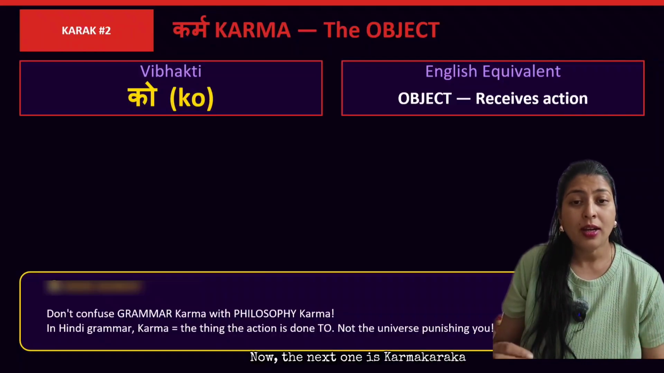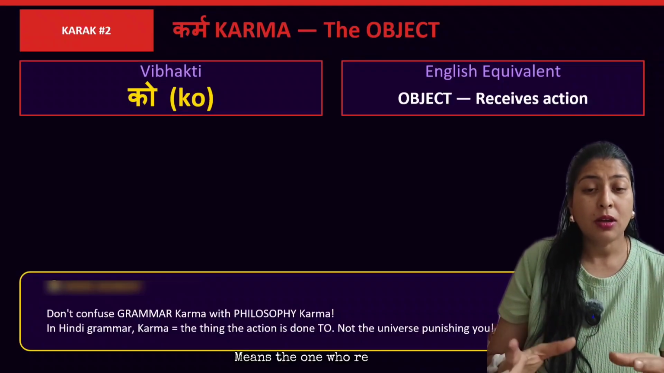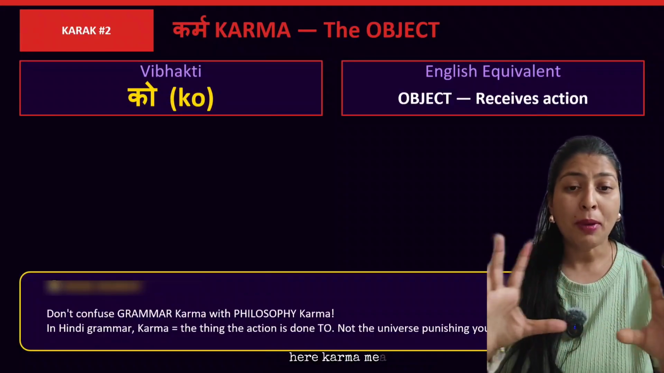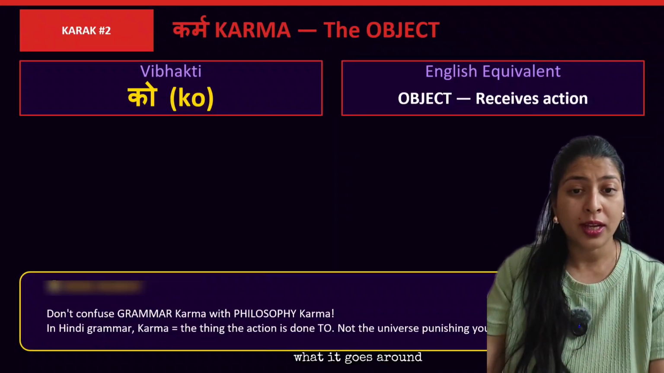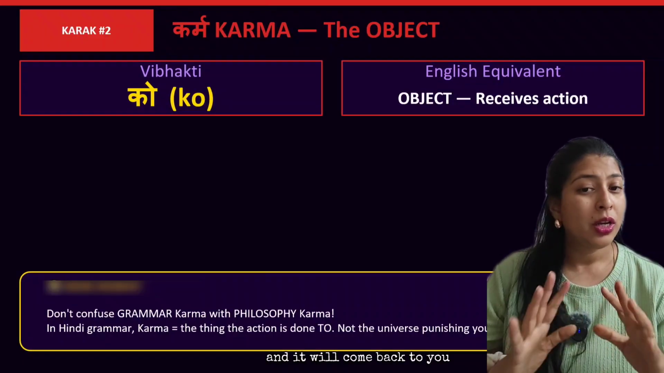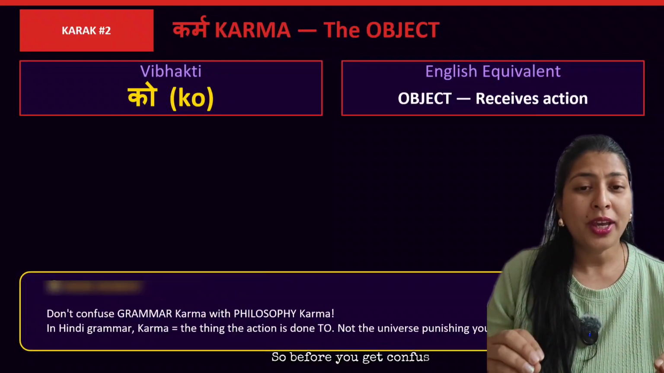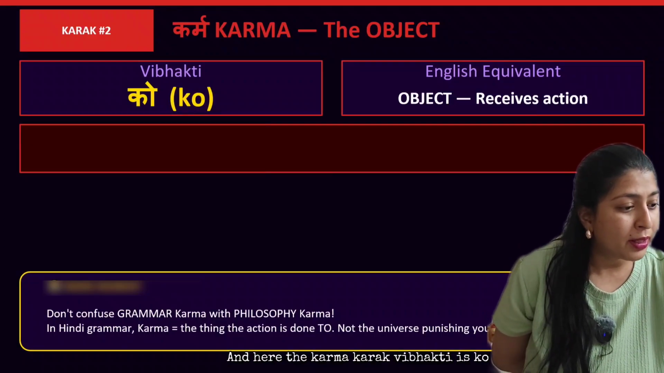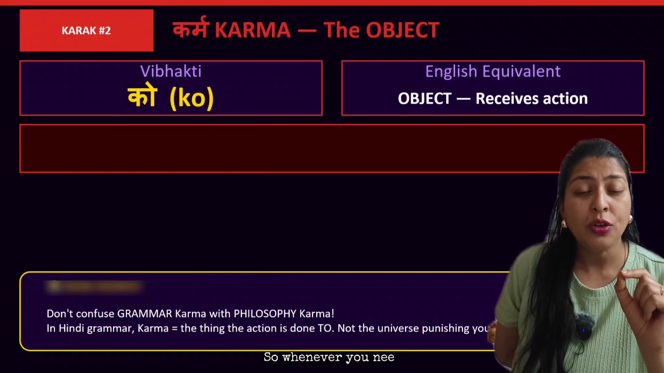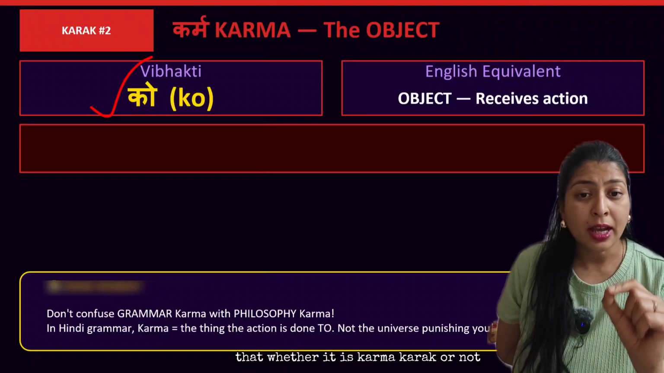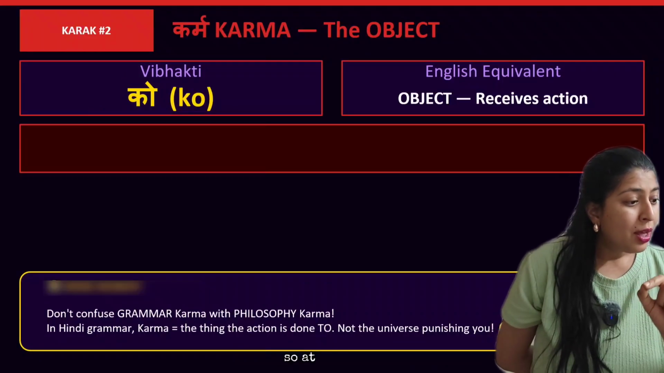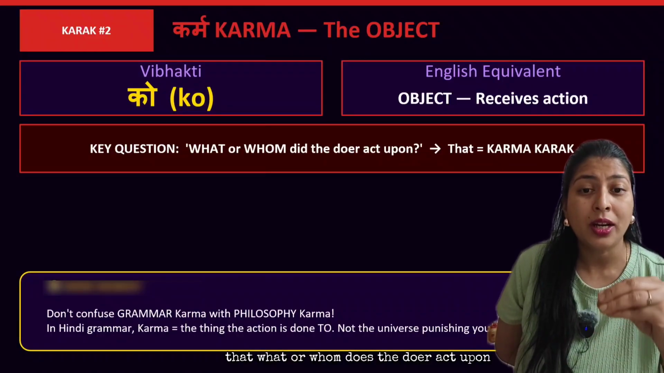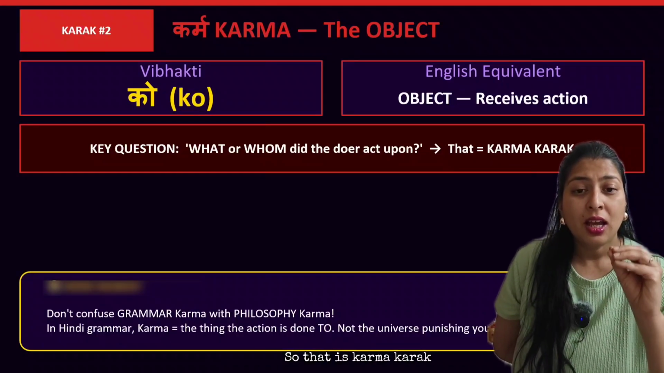Now, the next one is Karm Karak. Means the one who receives the action. Before you get confused, here karma does not mean that karma, what goes around will come back to you. It's not that karma. This is Karm Karak. And here the Karm Karak Vibhakti is ko. So whenever you need to find whether it is Karm Karak or not, you ask what or whom does the doer act upon. So that is Karm Karak.